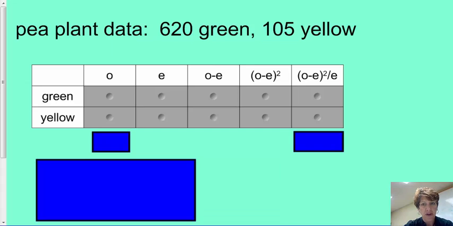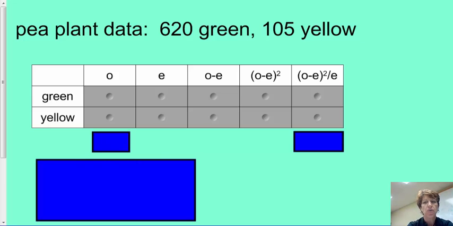So I went through and I am giving you some pea plant data. I'm telling you that I grew a whole bunch of pea plants this summer and I did the cross, and my outcome was 620 of the pea seedlings were green and 105 of the pea seedlings were yellow. And I want you to figure out, first of all, what would the null hypothesis be? And I want you to see if you accept or reject it.